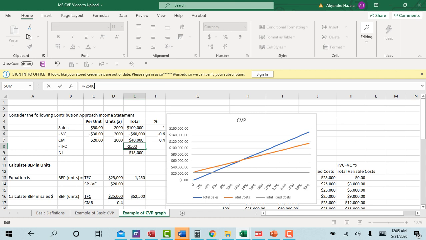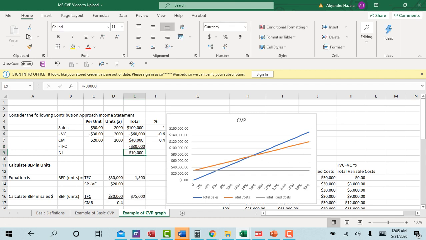So we're going to change that to 30,000. Now watch the graph. Well, it didn't go up, but the number shifted down. The break-even point did go up. It's 1,500 now, and that's exactly where the two lines cross right there, at 1,500.